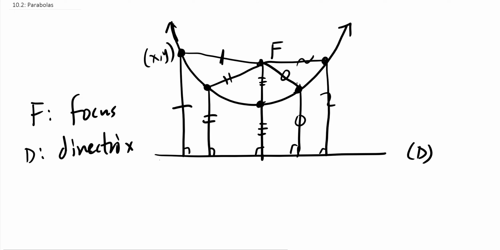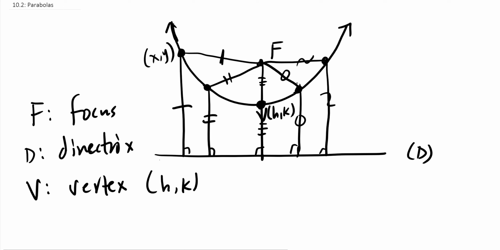So if you just start with a point and a line, and then find all the points that are equidistant from that point and the line, and connect them, you get the parabola. Now, this point down here in the middle has coordinates (h, k). That's called the vertex of the parabola, (h, k). That's like the middle point.